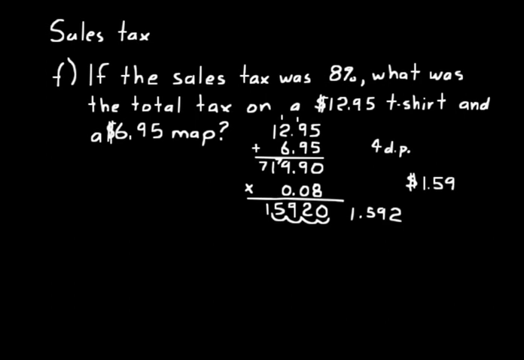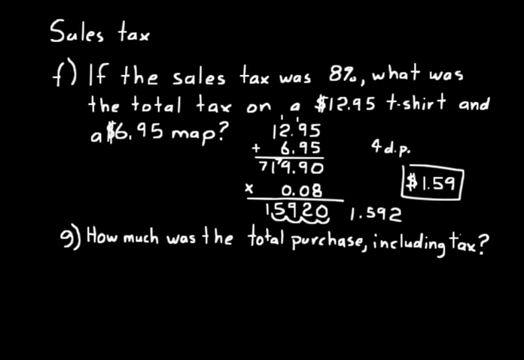Let's go back and look at the question. If the sales tax was 8%, what was the total tax on a $12.95 t-shirt and a $6.95 map? It would be $1.59. That's the total tax. 8% of 19.90 is $1.59. Now usually when you go to the store, you're not that concerned about what the tax was. You want to know what the total cost is. That's what you're going to be paying: the price of your items plus the tax. And so in problem G, I want to know how much was the total purchase, including the tax.